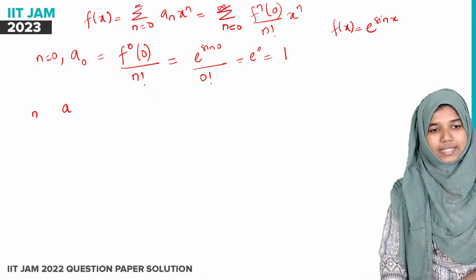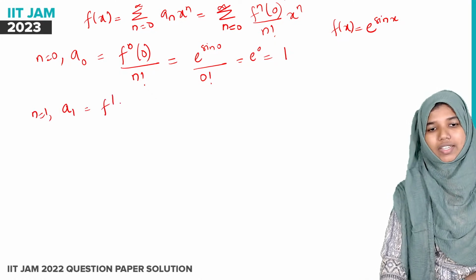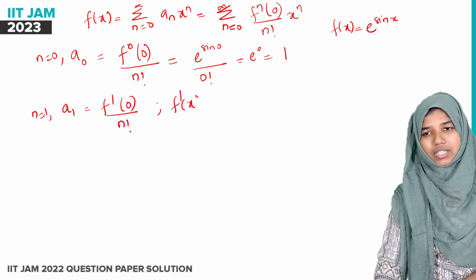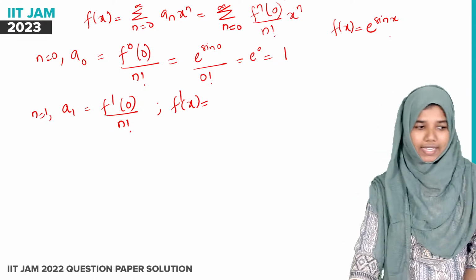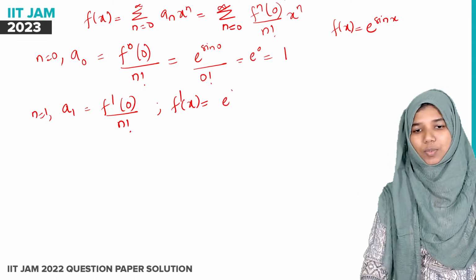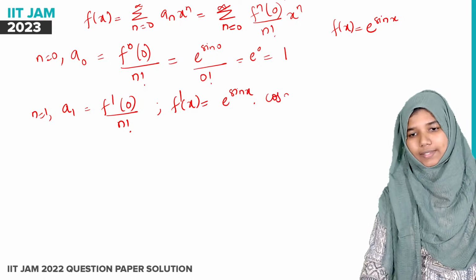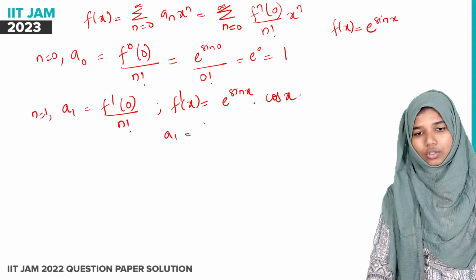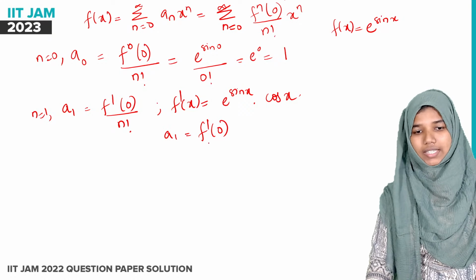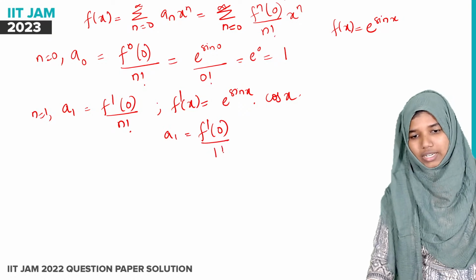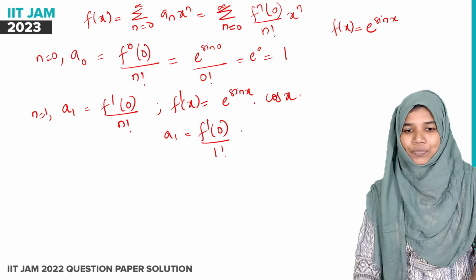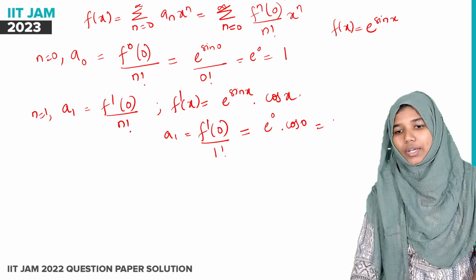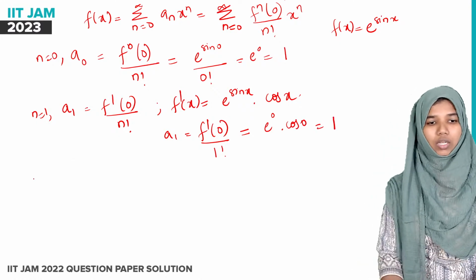Okay, now a1 for n is equal to 1. a1 is equal to first derivative of the function at x is equal to 0 divided by n factorial. Okay, so the first derivative of the function exponential sin x is exponential sin x into cos x. And a1 is equal to first derivative at x is equal to 0 by 1 factorial. Here n is equal to 1, so 1 factorial. So first derivative at x is equal to 0 is exponential 0 into cos 0. This is equal to again 1. Okay, a1 is equal to 1.